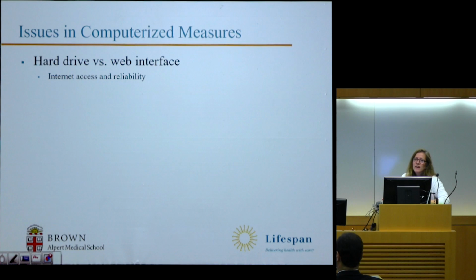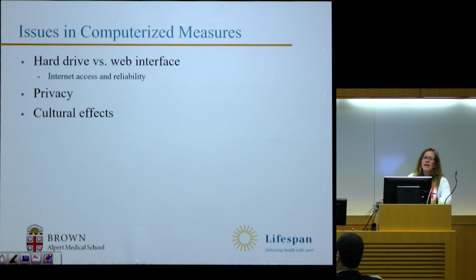The issues with computerized measures, as attractive as they seem, are that there's a lot of downside in terms of hard drive and web interface. Here at the hospital, you can lose connection depending on where you are. There are always issues of where the data is being stored. Is privacy being protected? That's an important consideration.